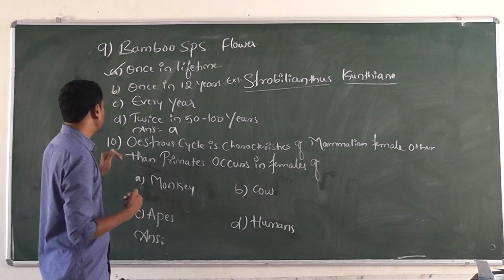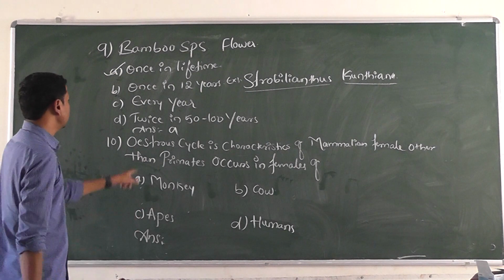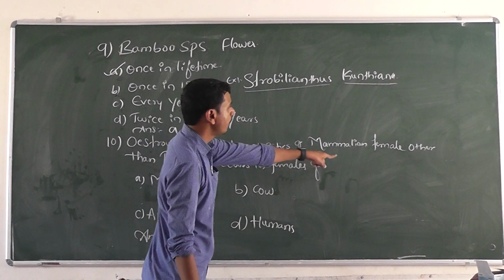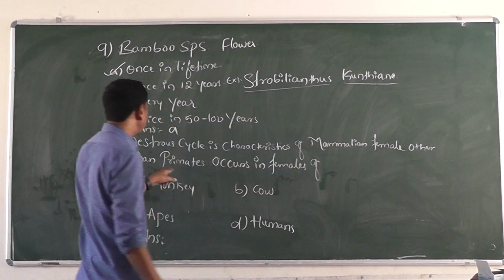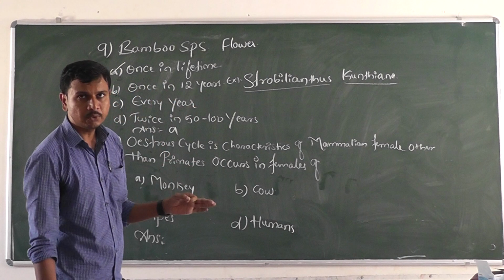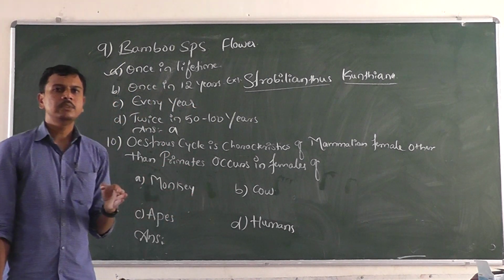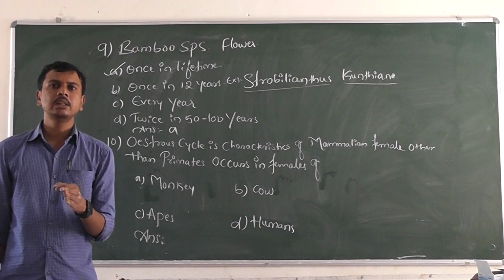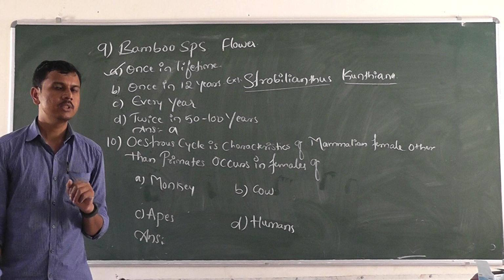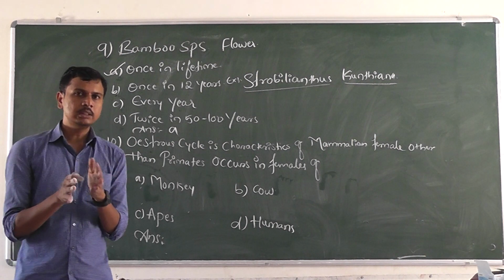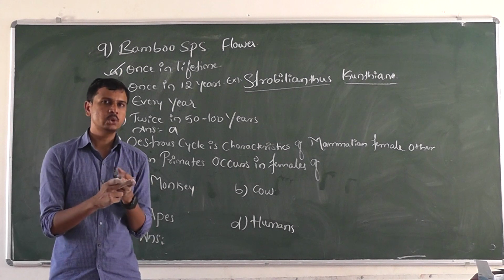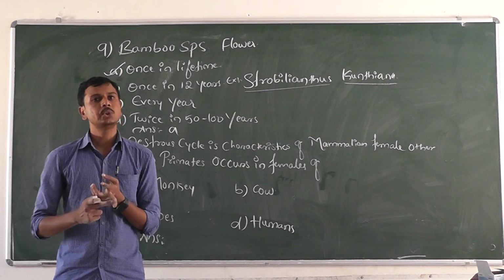Okay, so now the question number 10. Estrous cycle is characteristic of mammalian female other than primates, occurs in females of. So the meaning of the question is, where exactly is the estrous cycle going to take place? We know that there are two cyclic events we are going to see. One will be the menstrual cycle, second one will be the estrous cycle.